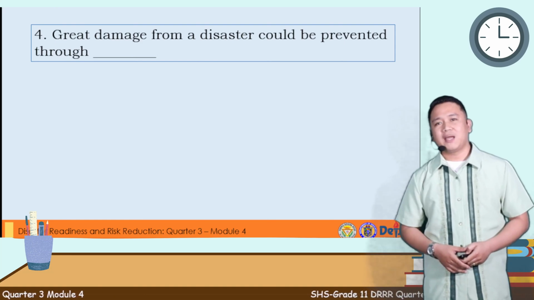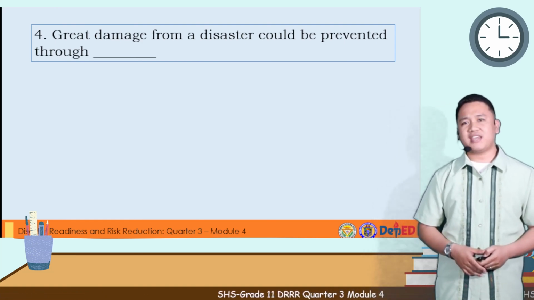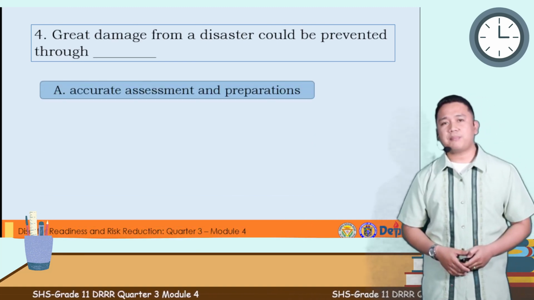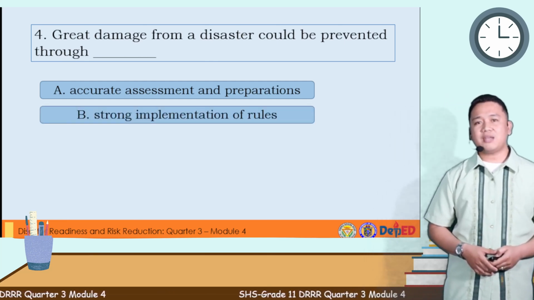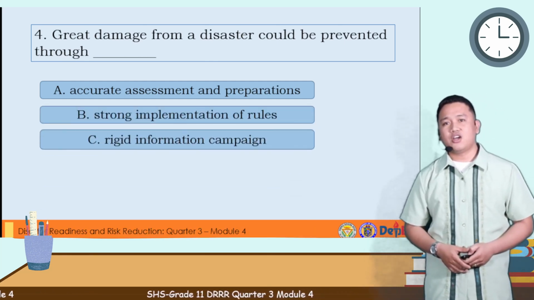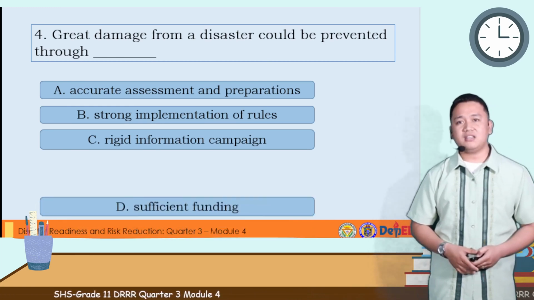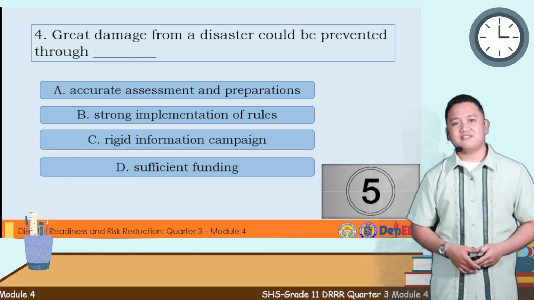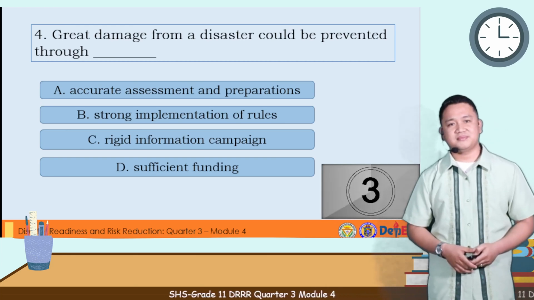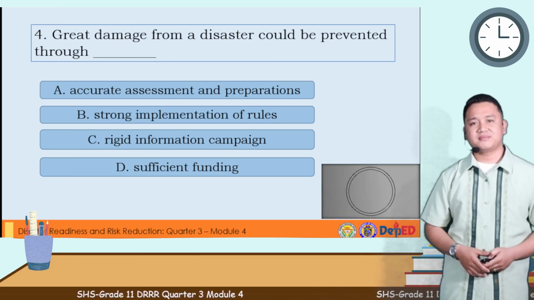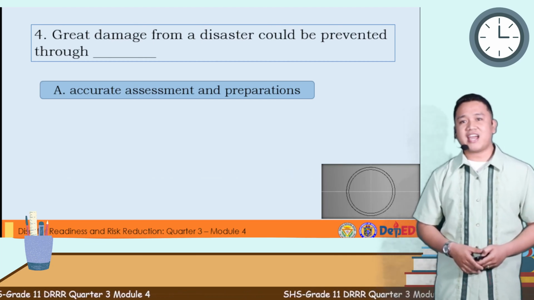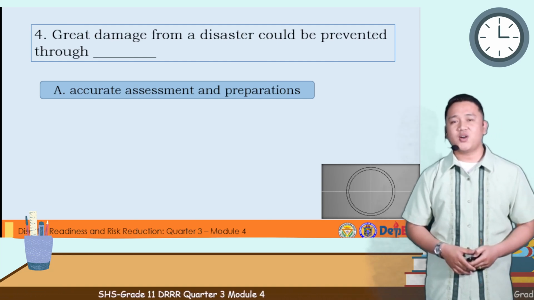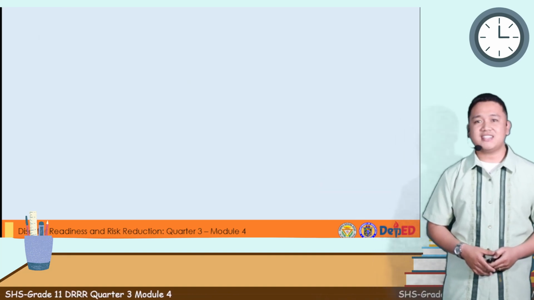Number 4, great damage from a disaster could be prevented through blank. Letter A, accurate assessment and preparations. B, strong implementation of rules. C, rigid information campaign. And letter D, sufficient funding. Choose your answer in 5 seconds. Okay, so what is your answer? If your answer is letter A, you are right. The accurate assessment and preparations when it comes to great damage of a disaster.